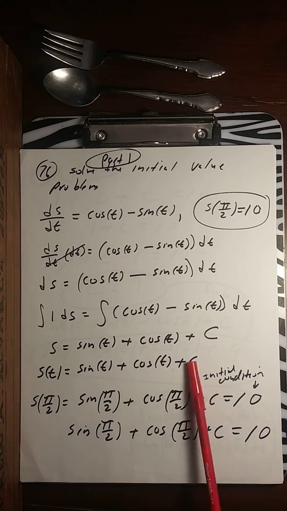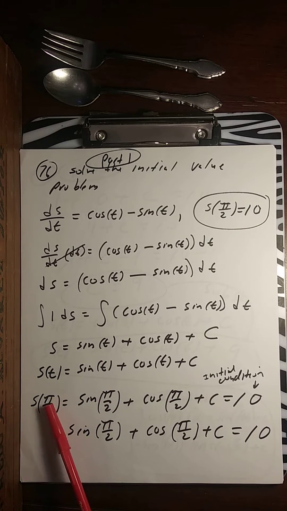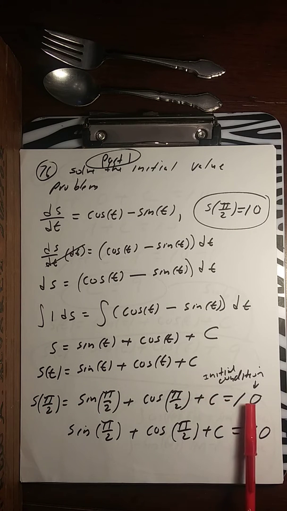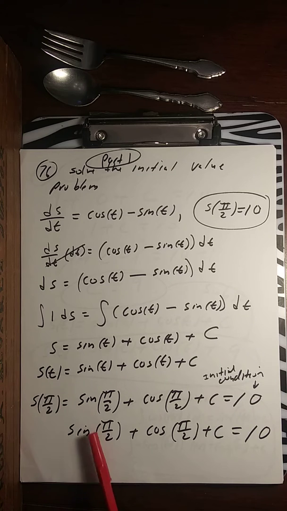So now, the initial condition says if you put in pi over 2, pi over 2, pi over 2 plus c, you're going to get 10. So let's go: sine of pi over 2 plus cosine of pi over 2 plus c equals 10.